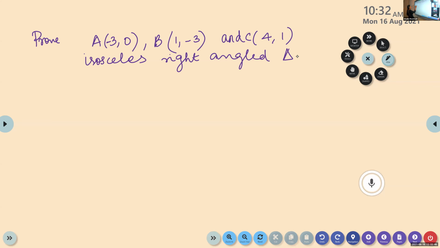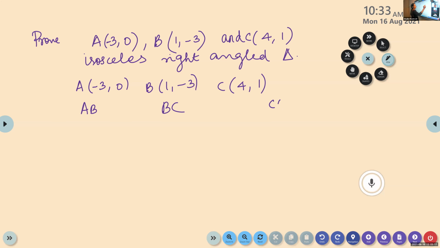So we are given three vertices: A (-3, 0), B (1, -3), C (4, 1). We want to verify whether it is an isosceles right angle triangle. You remember this term, we have MCQ. So we have to do it fast, minimize the number of steps, and at the same time do it correctly. So we are going to find AB, BC and CA.